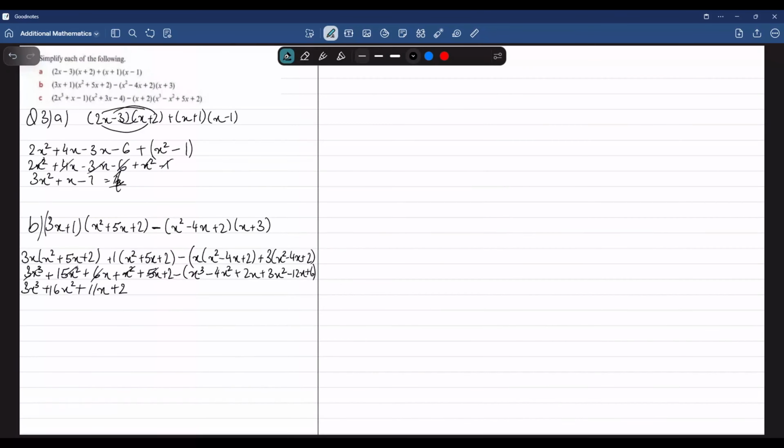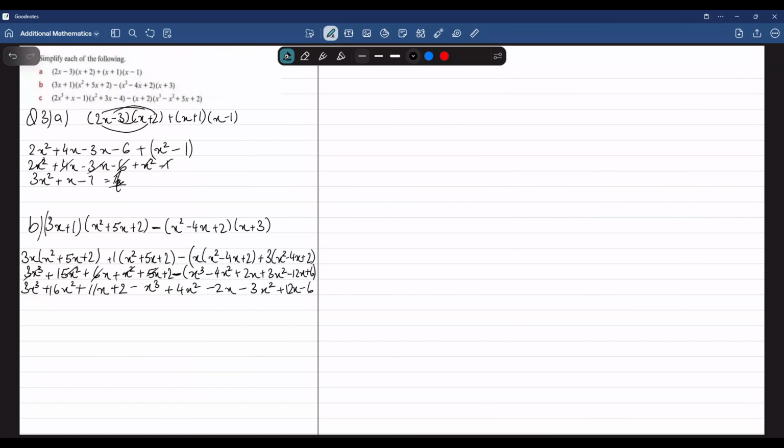Now that's where I was emphasizing the importance of a bracket, because now we'll open this bracket up and we have to multiply this negative by this, this, and all the other constituents of the bracket. So negative x cubed plus 4x squared minus 2x minus 3x squared plus 12x minus 6.